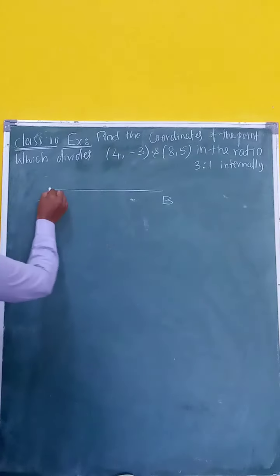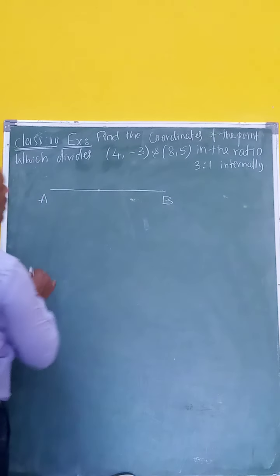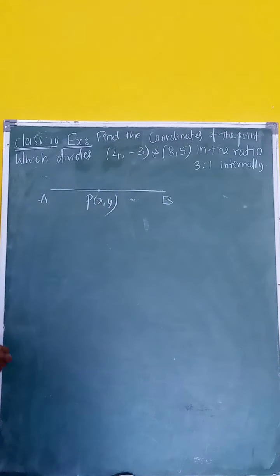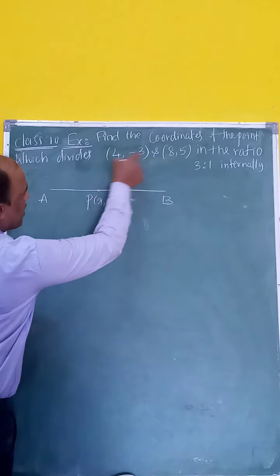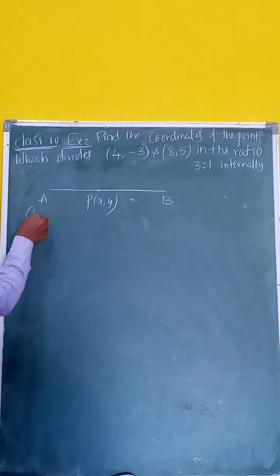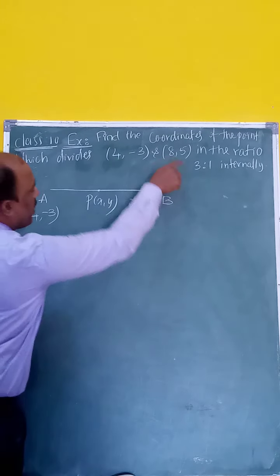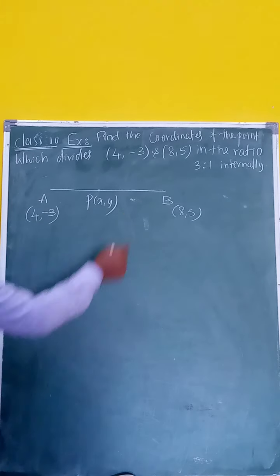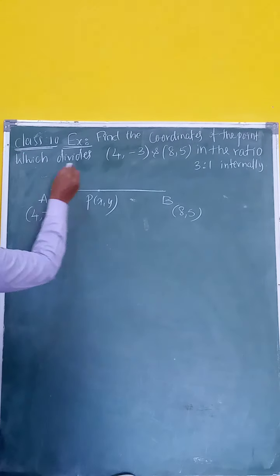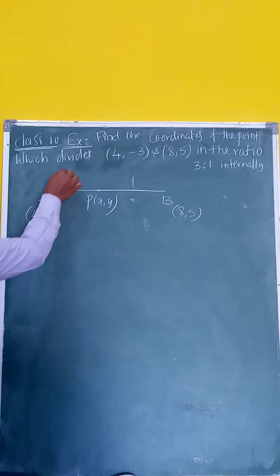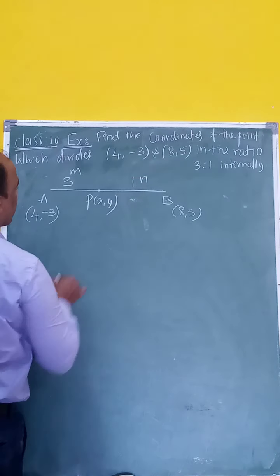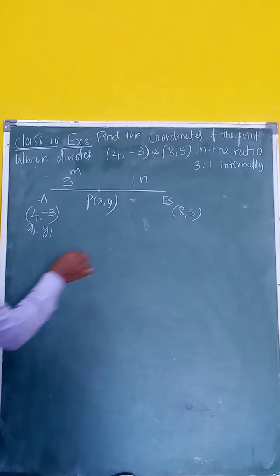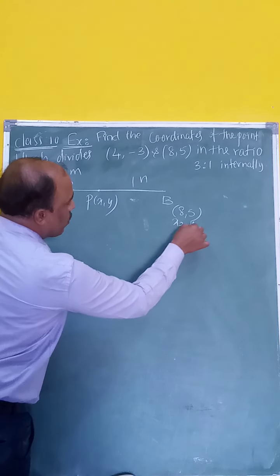The point we don't know, I am assuming it as P (x, y). The end points of the line segment are given: A is 4 comma minus 3 and B is 8 comma 5. The ratio is also given, 3 is to 1. This is 3 and this is 1, that is m and this is n. Clear? Now 4 comma minus 3 is x1, y1, and B is x2, y2.